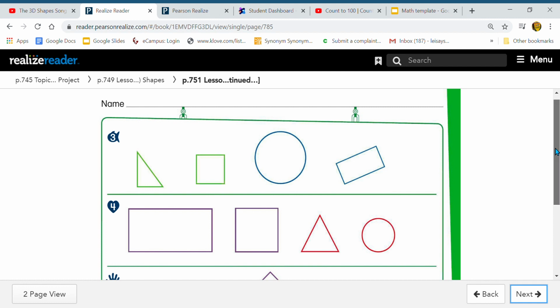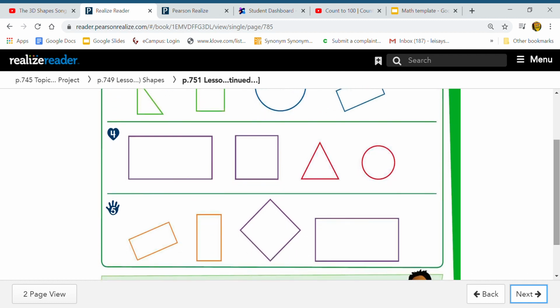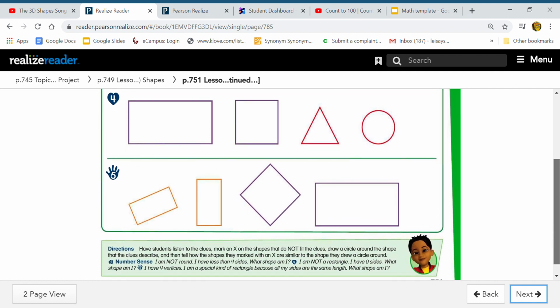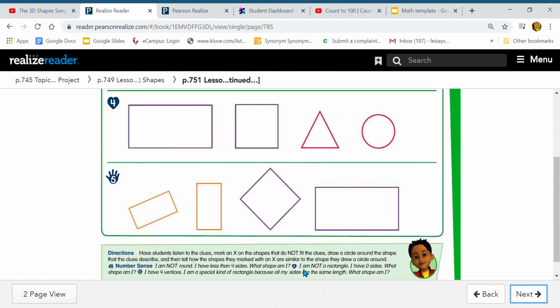Good. All right, moving on to number 4 in the heart. Let me check out the clues. All right, the clues say, I am not a rectangle. So we're looking for a shape that matches with that clue. I am not a rectangle. Are we talking about this one right here? No, because that is a rectangle.